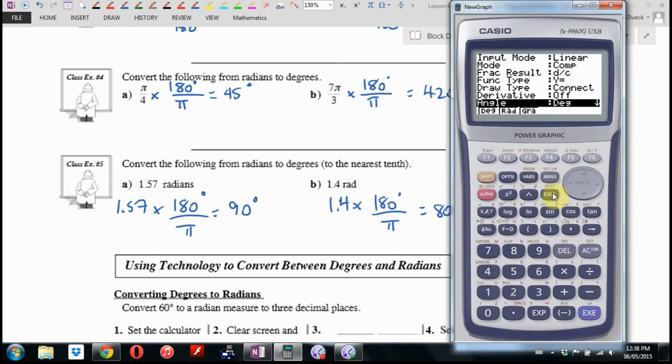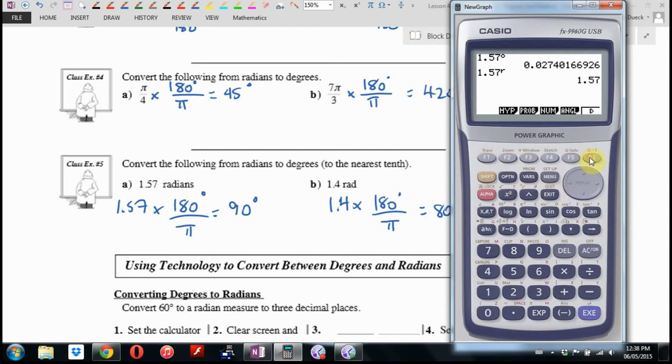Let me see. If we go exit and we go option, arrow sideways, angle, and I go 1.57, change it from radians into degrees? There. I'll be honest, Ashley, I don't find this a big time saver.